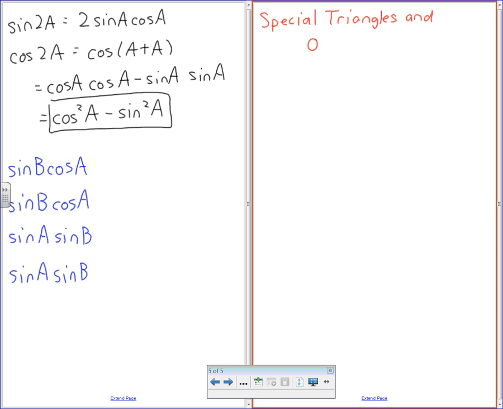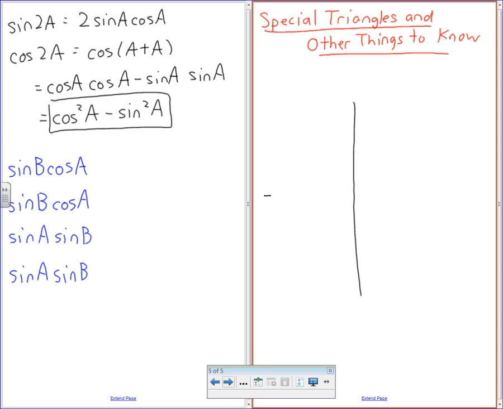And other things to know from unit circle. All right. Please remember that everything comes from the unit circle. Every single thing that you do here. As a reminder, I'm going to draw a big giant circle to help us out here. Okay, this is going to be 0 radians right there, right?